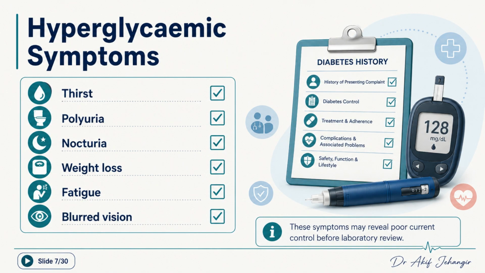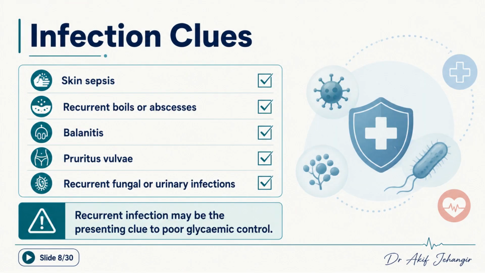Now, assess current control clinically. Ask about thirst, polyuria, nocturia, weight loss, fatigue, and blurred vision. These symptoms are simple, but they often tell you that the patient is currently poorly controlled even before you look at the lab results. Also ask about infection clues.